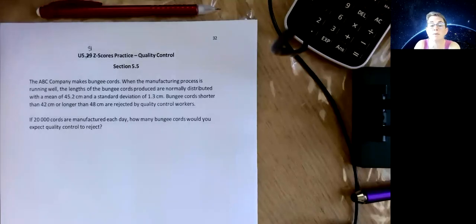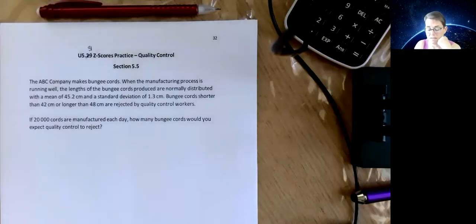We're still working with Z-scores, and there's a couple of questions. One of them is quality control, and the other one is warranty, that are really common questions. They're a little weird to start off with, but I'm going to step you through this one, and you'll see it's really not that bad.